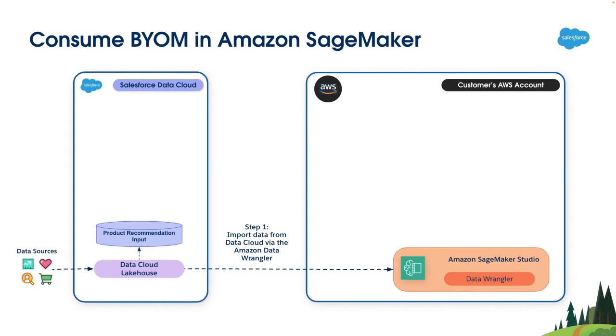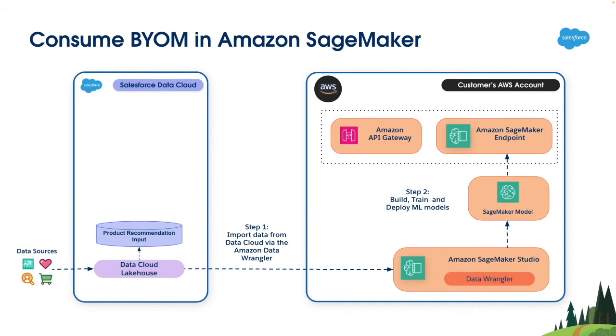Let us quickly recap what we've done. We imported the data from Data Cloud via the Amazon Data Wrangler into Amazon SageMaker Studio. We then built and trained the machine learning model. If you remember, that was the notebook with the Python code. So the next step now is to create that endpoint and an API to be able to actually invoke and call the inference model.